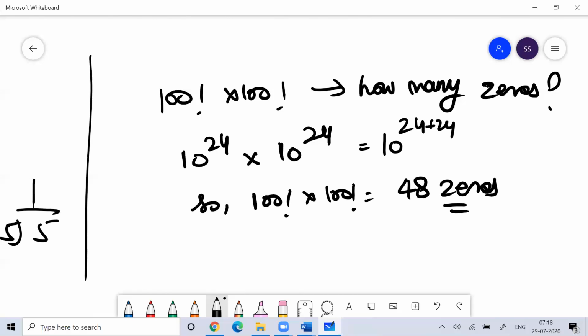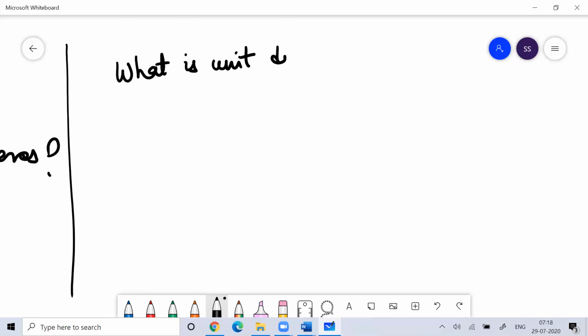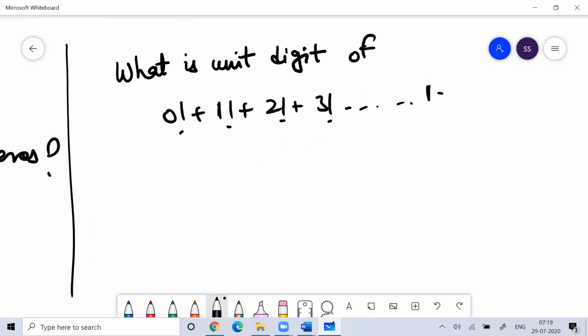Now going further, if I ask you what is the unit digit if you add 0 factorial plus 1 factorial plus 2 factorial like this till 100 factorial, what is the unit digit? So you know that 0 factorial will end with 1.